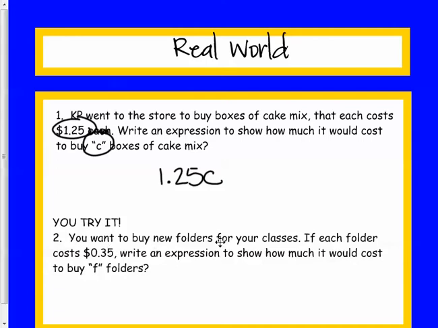Okay, so you want to buy new folders for each class. If each folder costs 35 cents, you're going to write an expression to show how much it would cost to buy F amount of folders. So it's 35 cents per folder. And remember, you don't need a dot in between anymore because this is called a coefficient and a variable. So when we have the coefficient next to the variable, it means you're multiplying.